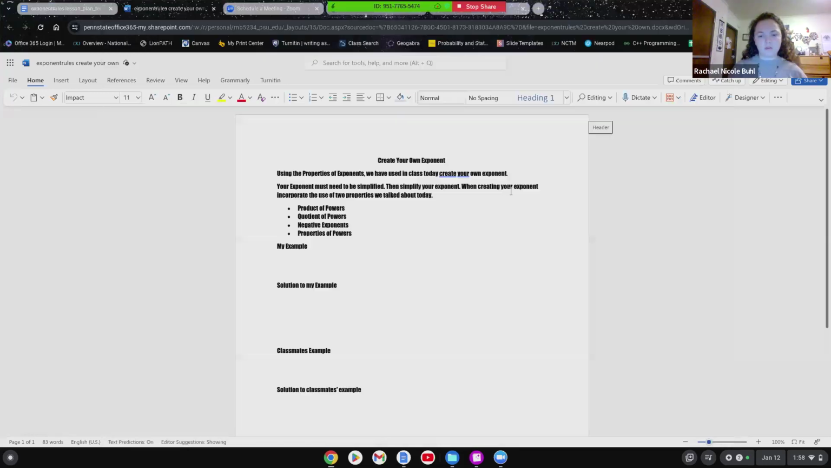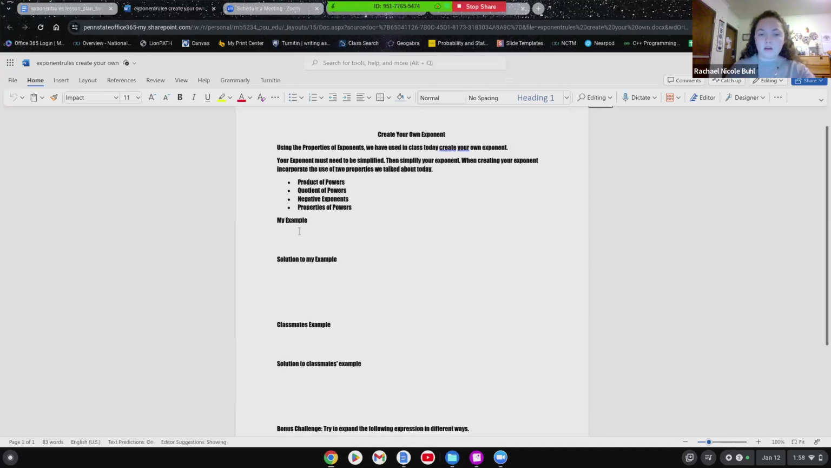And another way that I have implemented this in the lesson is to implement a task to promote reasoning and problem solving. And so I'm going to show you one of the activities I had them do, which was to create your own exponent. So this is my create your own exponent activity. So the students were asked to simplify their own exponent, and when they were creating their exponents, they needed to incorporate either the product of powers, quotient of powers, negative exponent, and properties of powers, and they were required to use 2 of these.